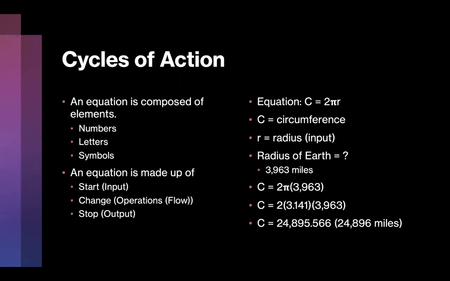correct? Correct. Okay. So that equal sign is just saying that the information on one side is going to flow to produce the solution on the other side. If I said 24,896 miles equals 2 pi r, if you understand the rules, you could figure out what r is. If we started on the other side of the equation and worked in the opposite direction, you would understand the flow in that direction.